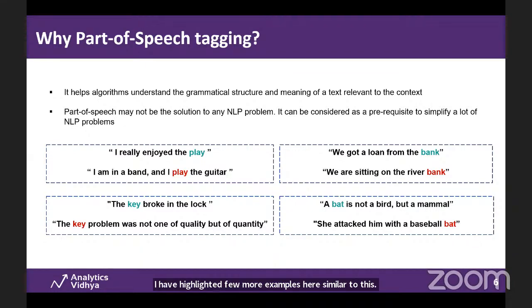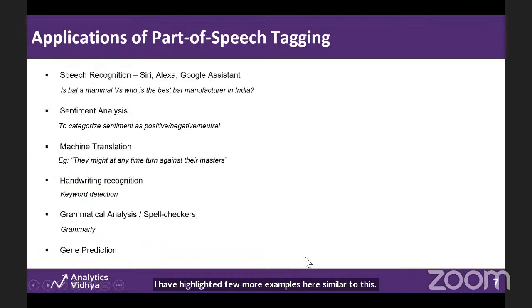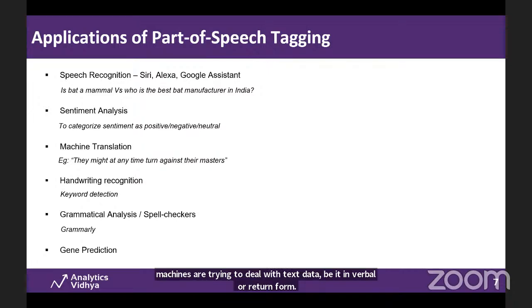Moving on to the next slide. So what are the applications of part of speech tagging? Part of speech tagging finds its application where machines are trying to deal with text data, be it in verbal or written form. For example, speech recognition.